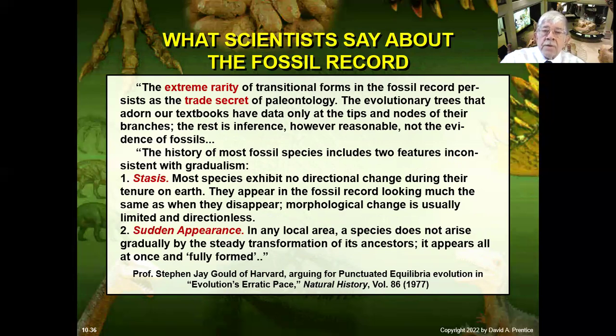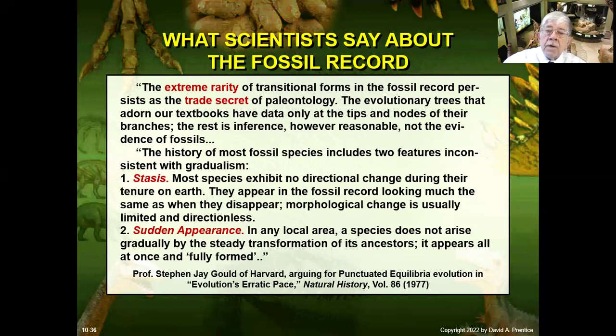in Natural History magazine, the extreme rarity of transitional forms in the fossil record persists as a trade secret of paleontology. The evolutionary trees that adorn our textbooks have data only at the tips and nodes of their branches. The rest is inference, however reasonable, not the evidence of fossils.